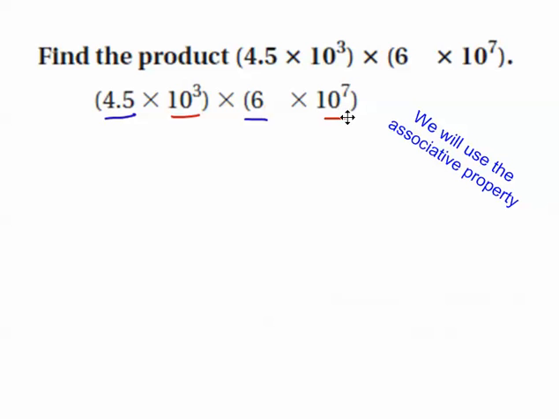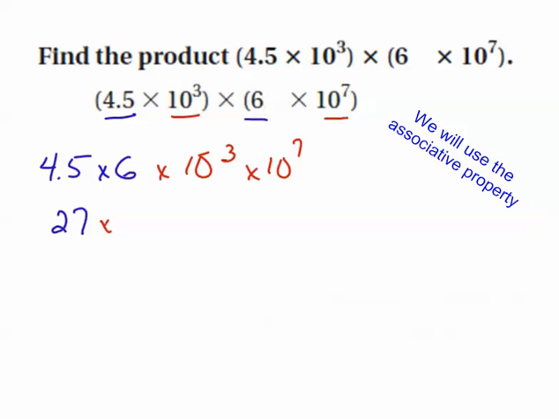So for this example, we can group 4.5 times 6, and then we can multiply that product by the product of these two powers. So when we multiply 4.5 times 6, we get 27, and then that would be multiplied by 10 to the 3 plus 7, remember, same bases. When you multiply, add the exponents. So we get 27 times 10 to the 10th.